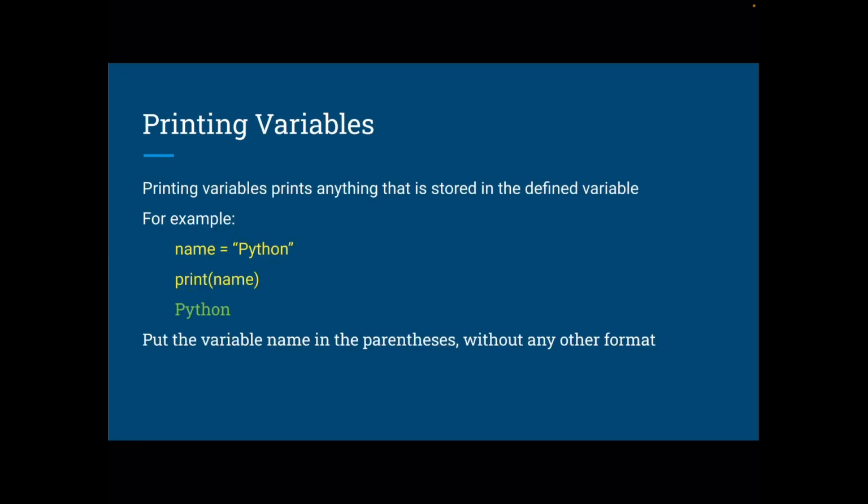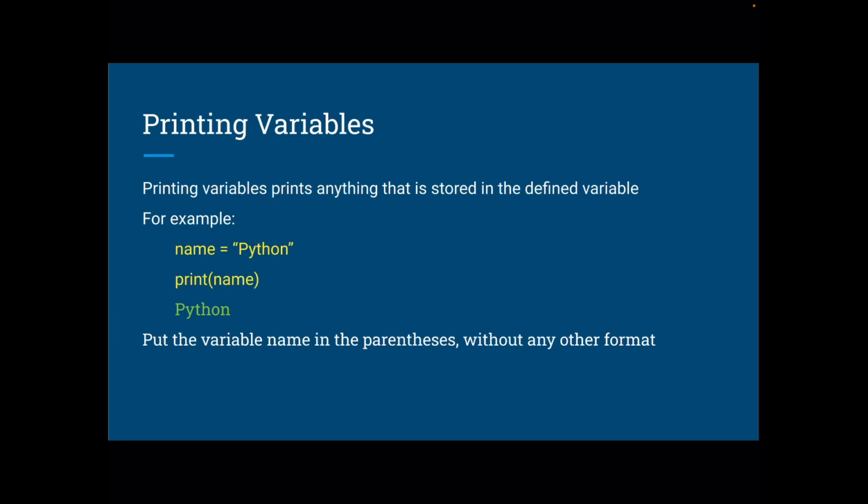Okay, now printing variables. So now we've defined our variables, but how will we execute them in the program, which is the main thing, which is why we define the variables in the first place. Printing variables prints anything that is stored in the defined variable. For example, if name is equal to Python, if that's what you store in the variable name, and you say print parentheses name close parentheses, it will print out Python because that's what you stored in the variable name.